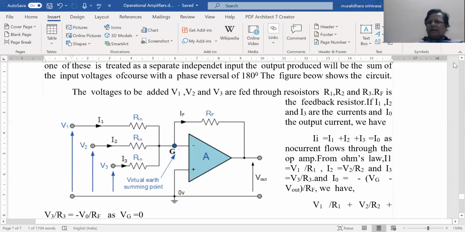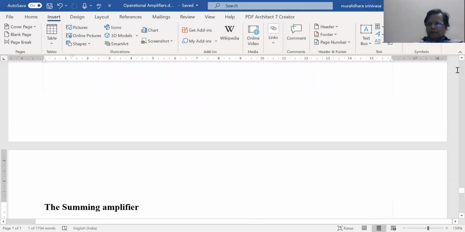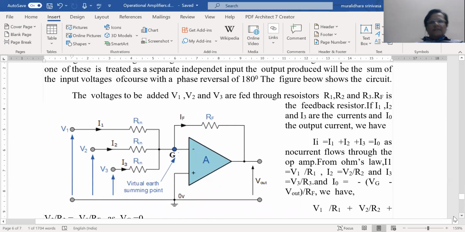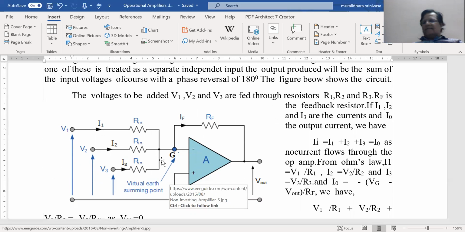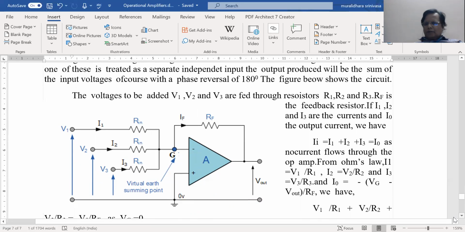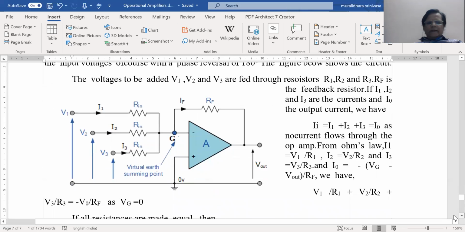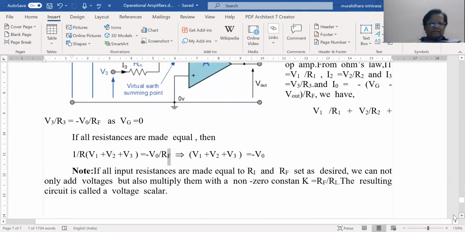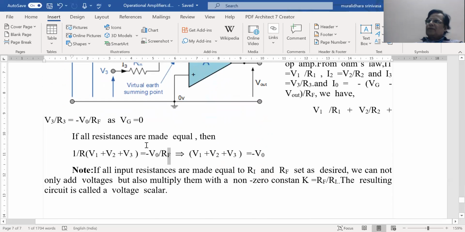So essentially, what is the thing of importance here? By connecting different voltages through resistances to the op-amp, we can have an adder circuit. Here, all the inputs are given to the negative terminal, so the voltages will be added, but there will also be a phase difference of 180 degrees between the sum and the input voltages. Any number of such resistors you can connect.